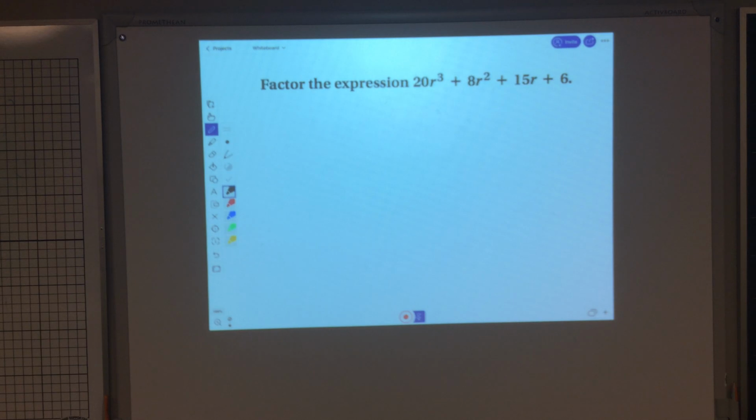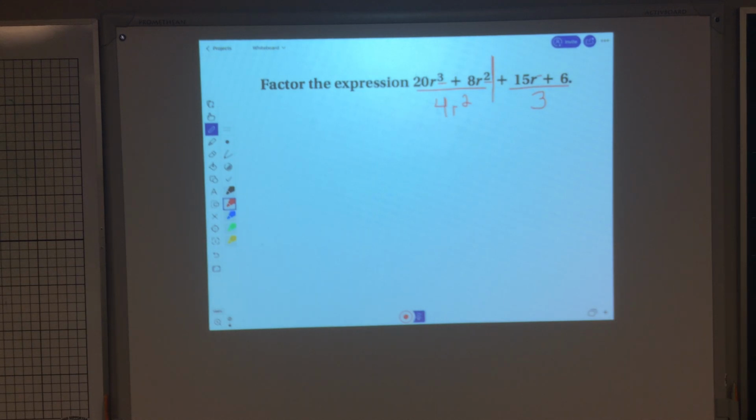So our first step is to split it, since it's already ordered by degree. I forgot to check that in the last one, but the last one was 2. We split it down the middle and separate our two sides. If I look at this first side, 20 and 8 are both divisible by 4. My smallest power of r is r to the second. When I look at that second half of the problem, the 15 and the 6 are both divisible by 3. Only the first one has an r, so I can't take out an r.